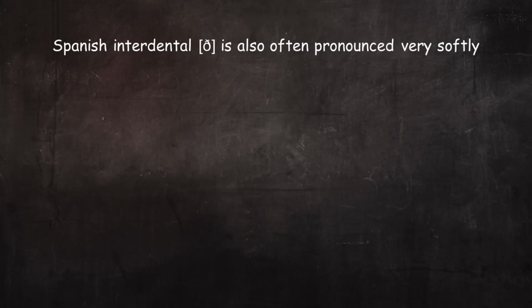Well, exactly the same thing happens to the Spanish Interdental D. Most speakers of Spanish dialects only pronounce it strongly and clearly when speaking slowly and emphatically. When speaking at a natural pace, they tend to pronounce it softly and even completely omit it in some positions. Listen to how the Interdental D is pronounced in the following examples.